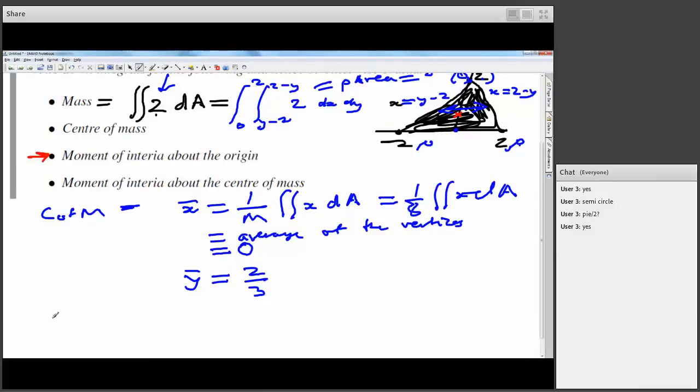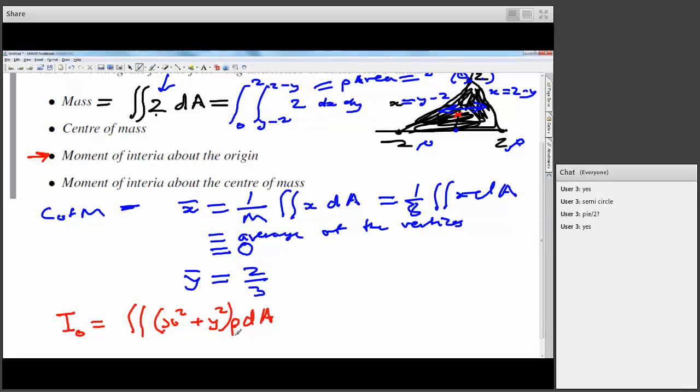Next one is the moment of inertia about the origin. That's called I naught, and that's just the double integral. I didn't quite write it before, so let's do it now, of x squared plus y squared dA. Oh, sorry, the density times dA.